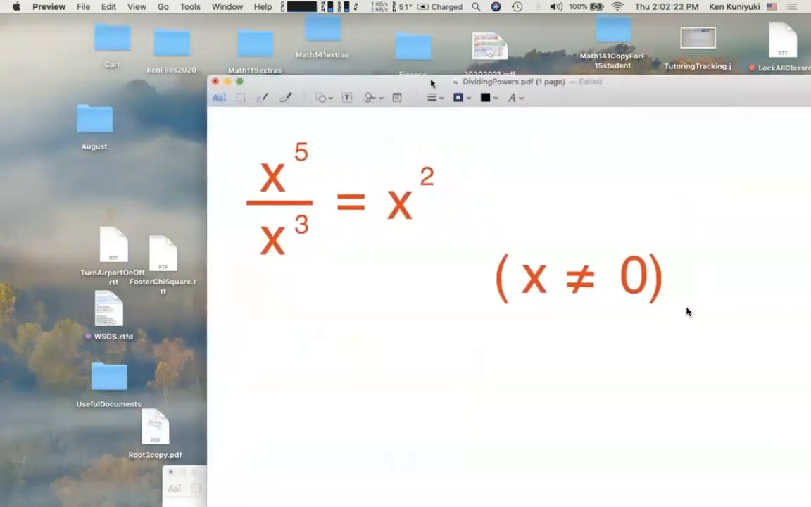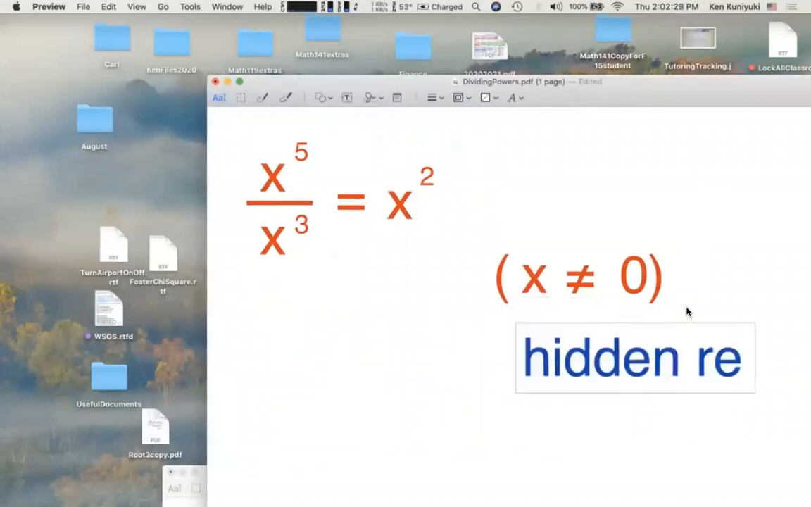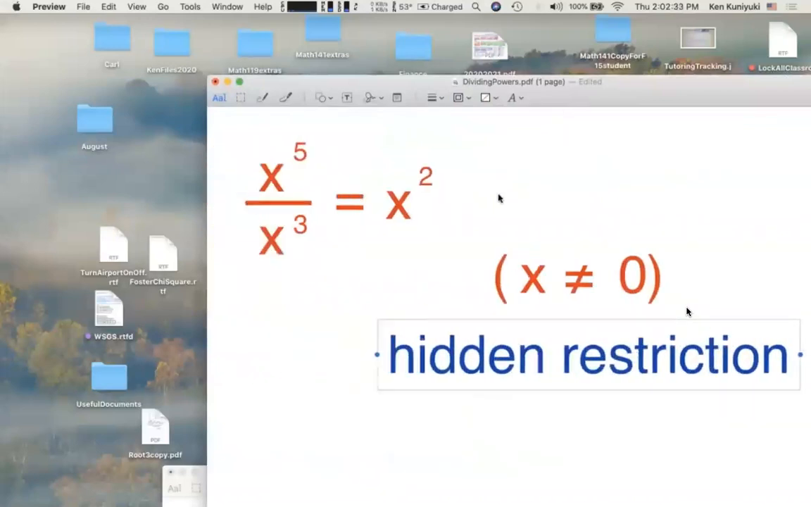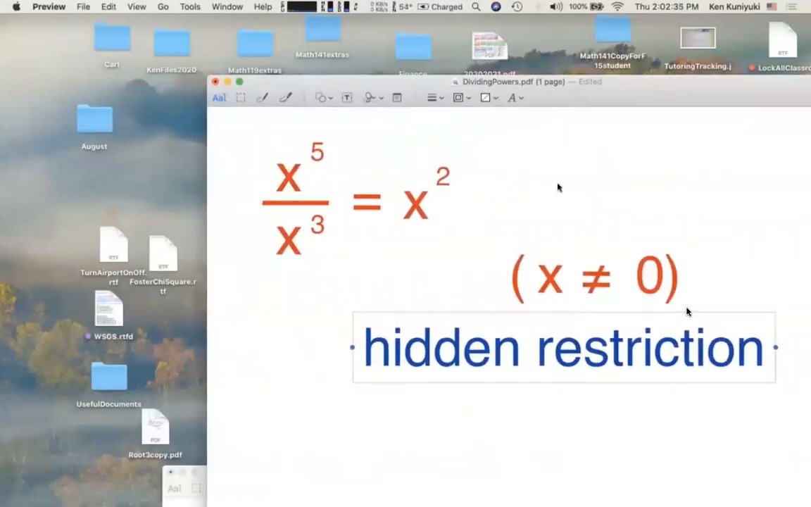So there is what I call a hidden restriction here. That's not an official term, but I'm going to refer to this a lot. And this comes up a lot when we talk about issues of domain later on in chapter 1. So x to the 5th divided by x to the 3rd, we can do that as long as x takes on any non-zero real value. Then the result is x squared. But in order for these two expressions to be fully equivalent, we should really tie these two things together.